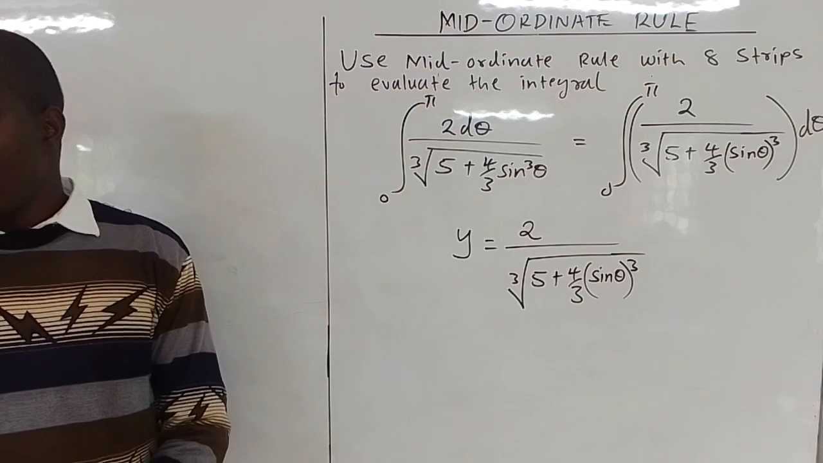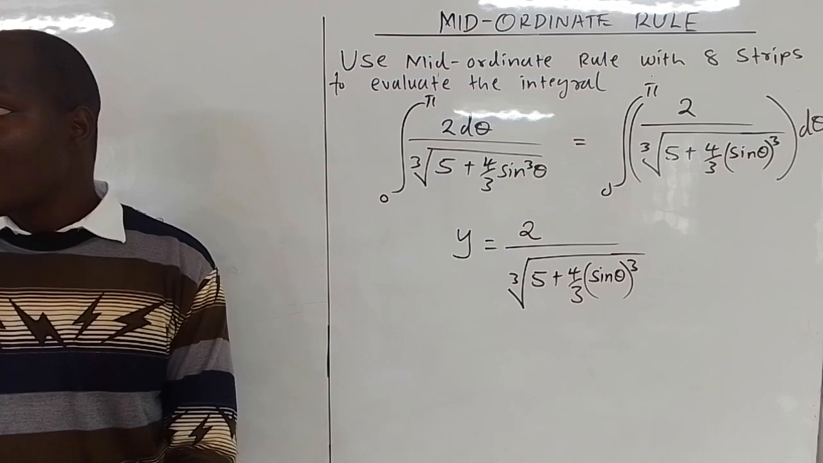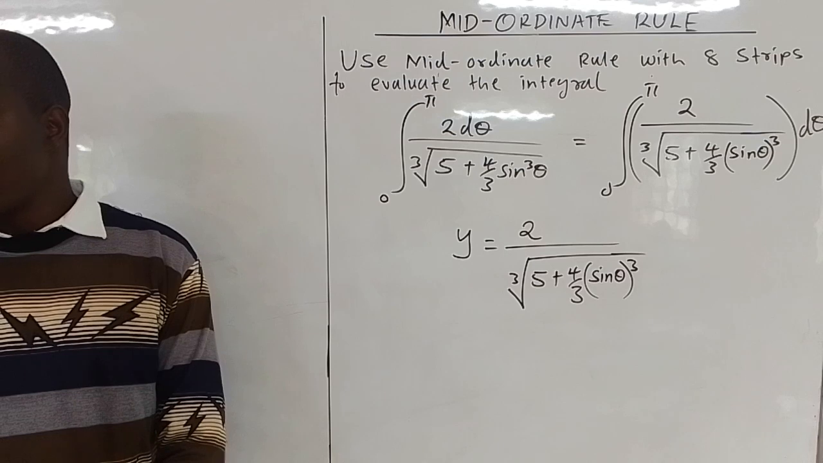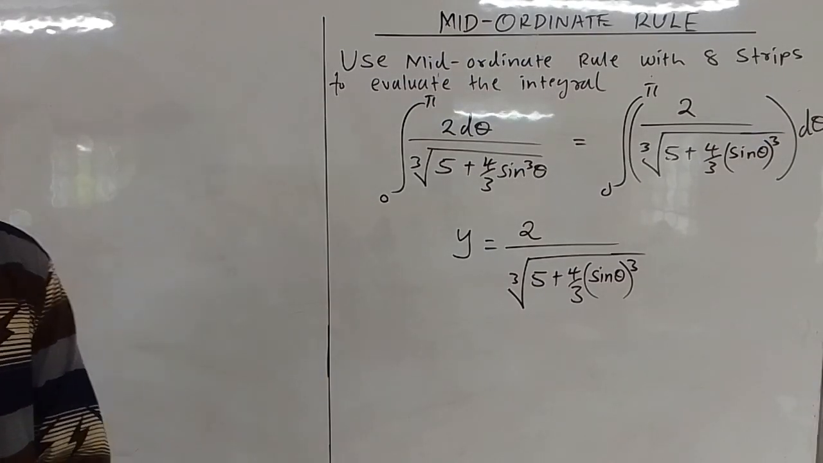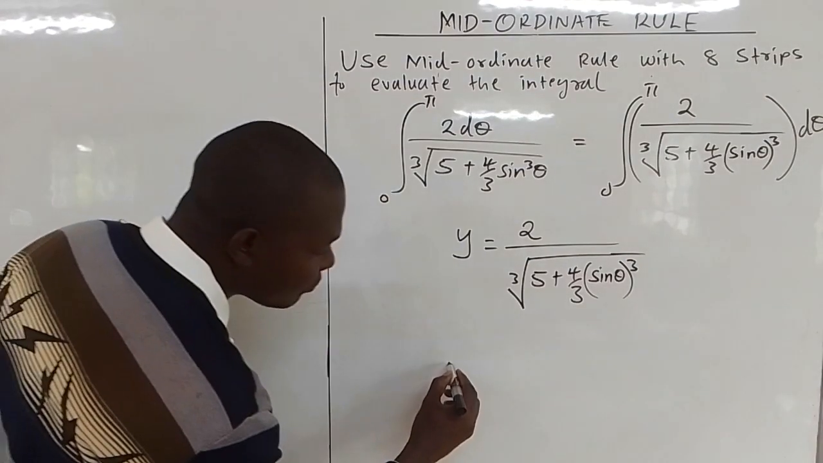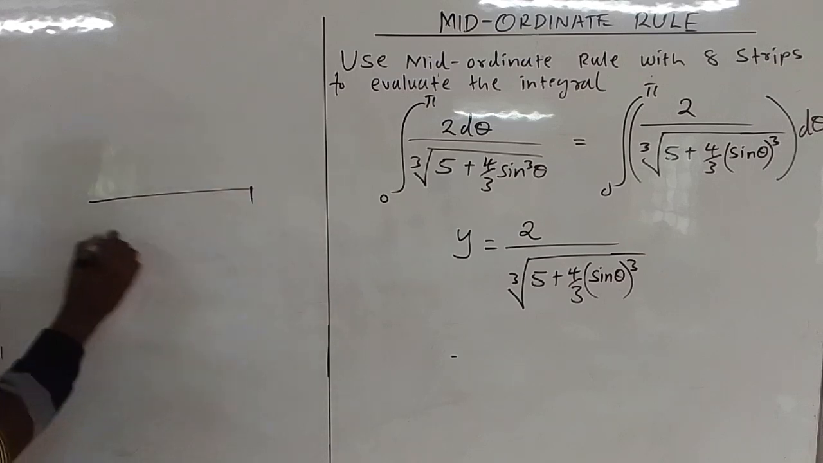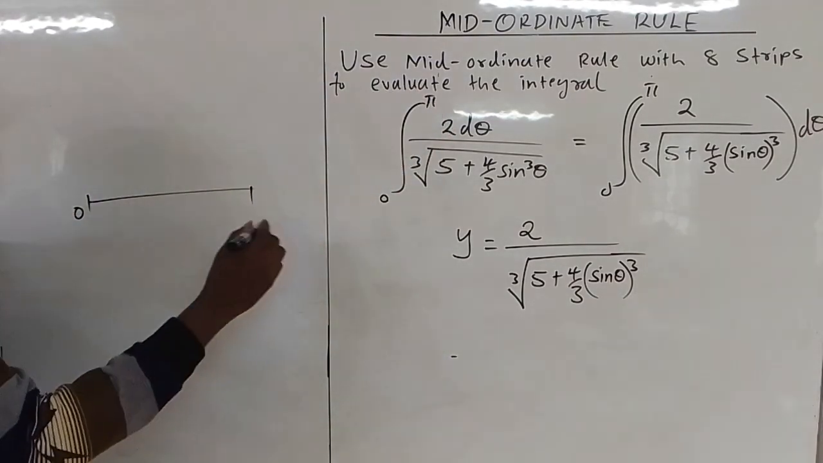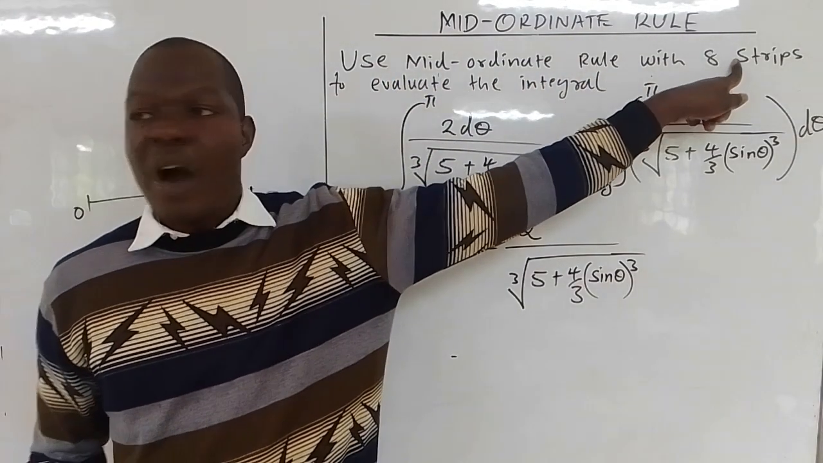Is that okay? Now, after knowing the function we want to deal with, the next thing is to determine the value of h, isn't it? To determine the value of h. So the value of h, you will check. Let me do it rough here. You are starting from what? From 0, and you are ending at pi. Then you are told to use mid-ordinate rule with how many strips?